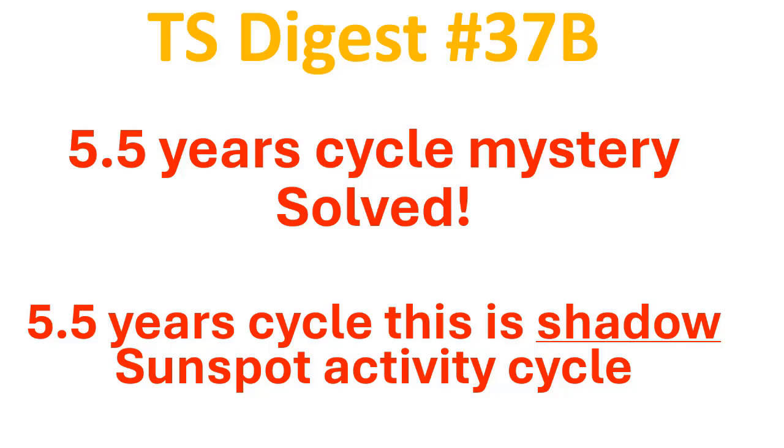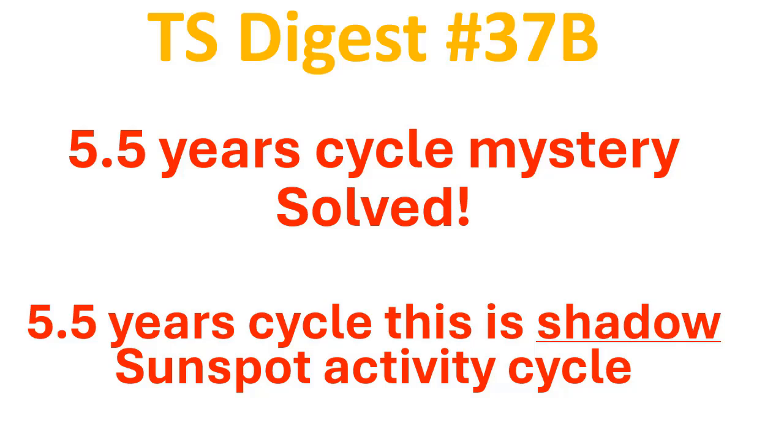You see, my friends, it seems to me the mystery of the 5.5 years cycle is solved. The story is, you see, for the last 2 months I worked with a lot of economic data sets, and I have found that the 5.5 years cycle, it seems to me, is a variation of the sunspot activity cycle. This is the shadow sunspot activity cycle.